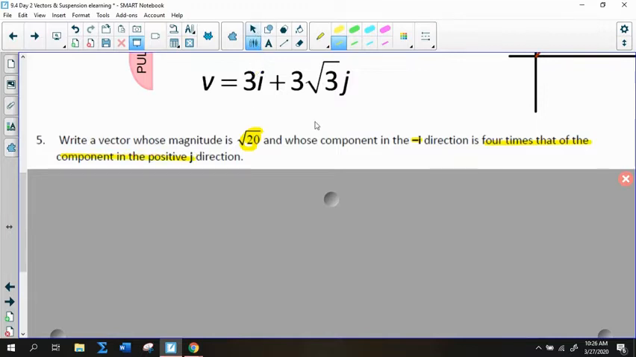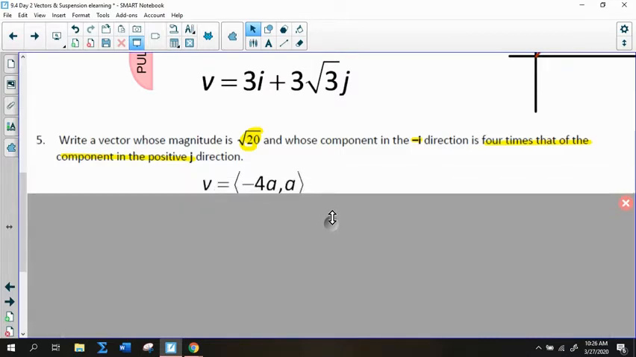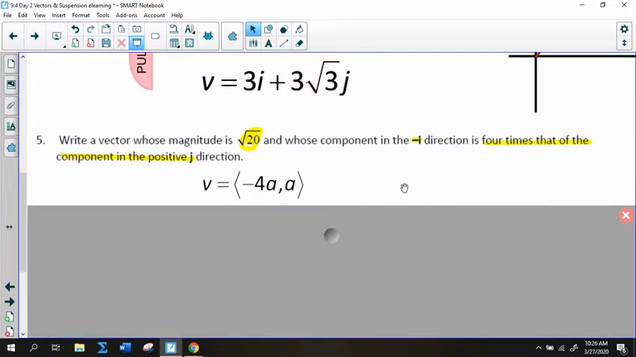So we're going to end up setting up an equation that we're going to solve. Okay, so let me start by writing this out a little bit. So I started by calling my vector negative 4a comma a. Okay, so the component in the i direction is 4 times that in the j direction. Okay, so this is kind of how I'm writing this out.